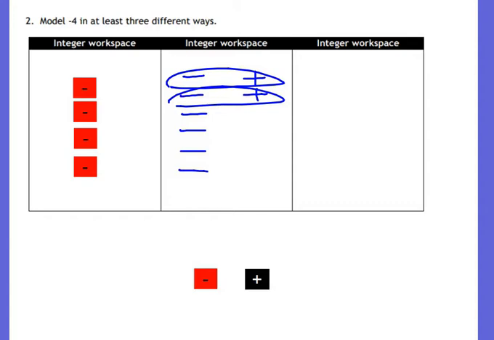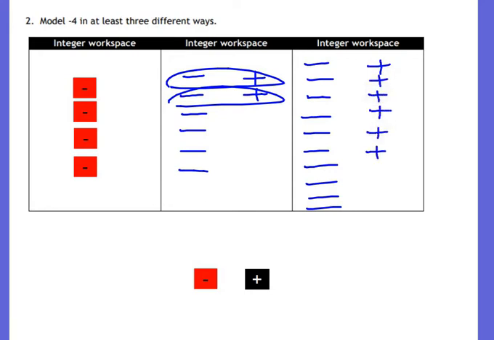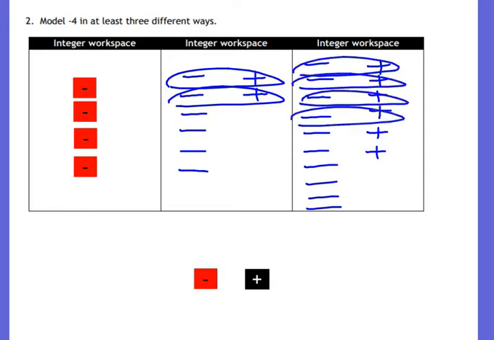Sir, what do you have? I have 10 negatives and 6 positives. All right, 10 negatives, 1, 2, 3, 4, 5, 6, 7, 8, 9, 10. And how many positive? 6. So how many 0 pairs? 6. That leaves me with 4 negatives left.